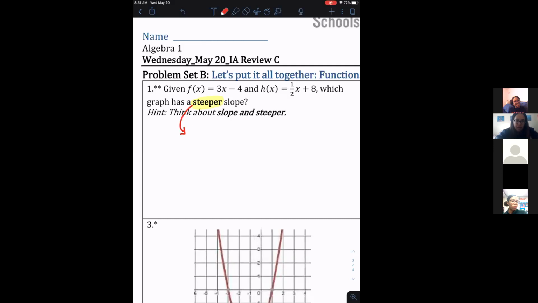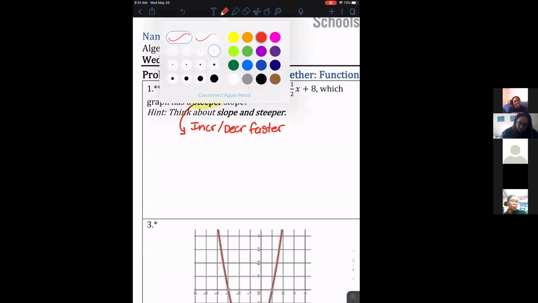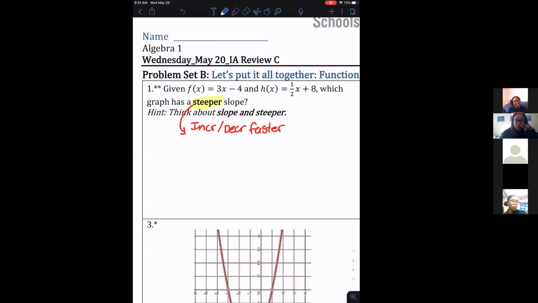So I'm gonna go Ebony M. Go ahead, Ebony. What do you think it means when I say steeper? When you say steeper, I think you mean like when you look at it on the graph, the one that is increasing faster than the others' slope. Yeah, increasing or decreasing, right? So faster. So what does that have to do with, the slope or the y-intercept? That has to do with the slope. So would I want the smaller slope or the bigger slope? You will want the bigger slope if it's steeper.